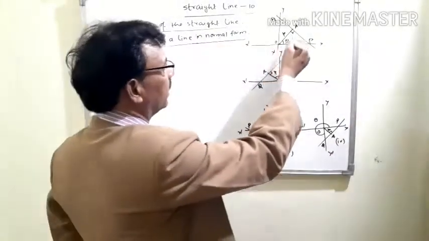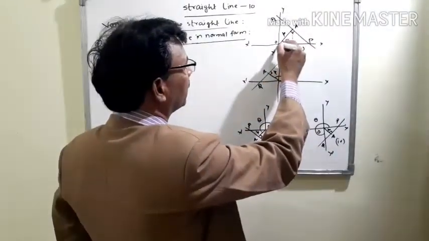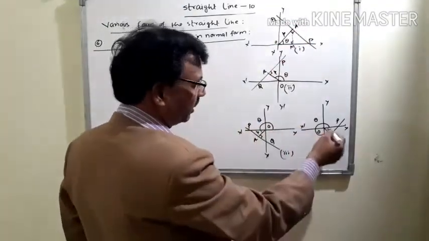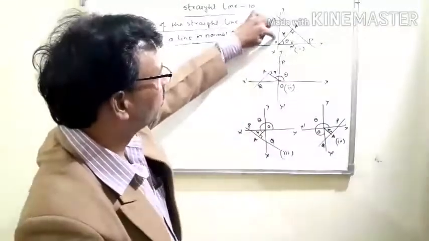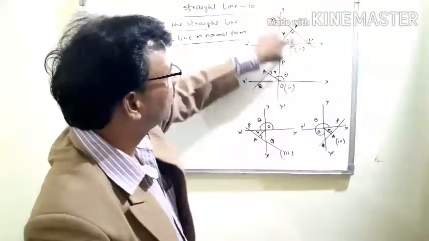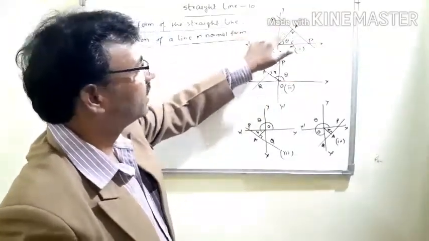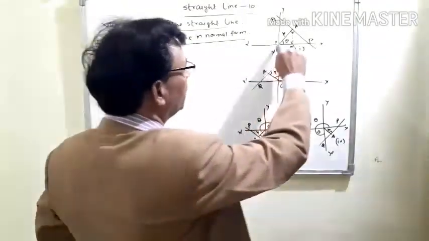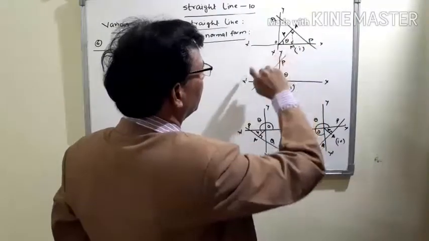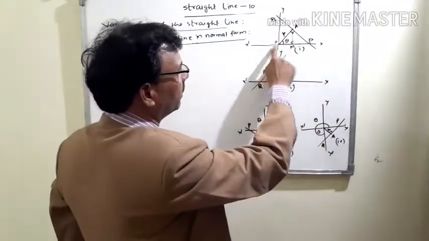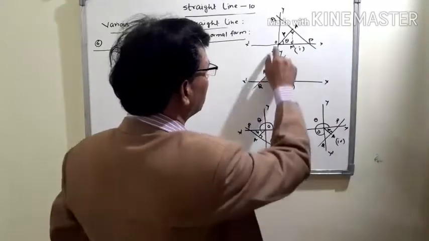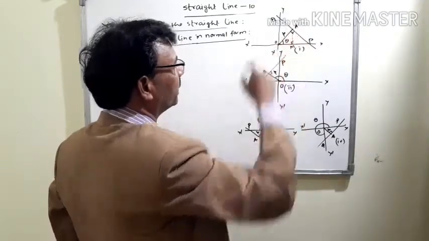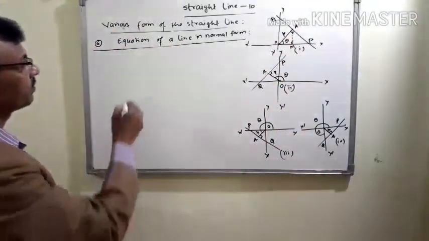In every situation, the distance of this line from the origin is denoted by small p. Here, from O to A, this is the distance of line PQ from the origin, and this distance will be the perpendicular distance. Now, if this perpendicular line OA makes an angle theta with the x-axis and passes through the origin, then what will be the slope of this line OA?